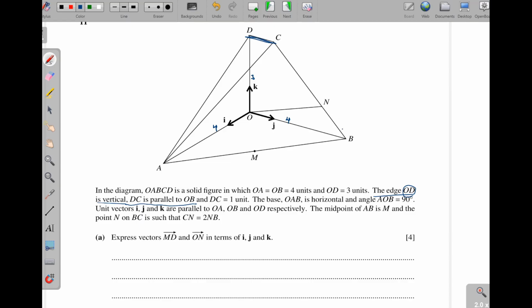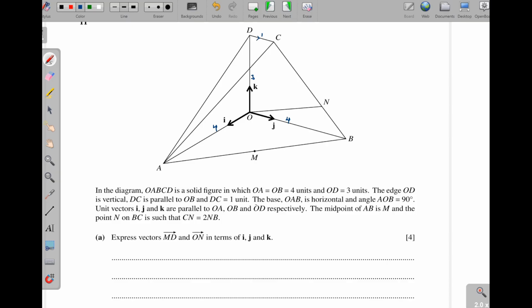DC is parallel to OB. That means if this one is 4j, this one will also be in terms of j. Is that clear? Then what else are they saying here? And DC is 1 unit. So we have 1 unit there.